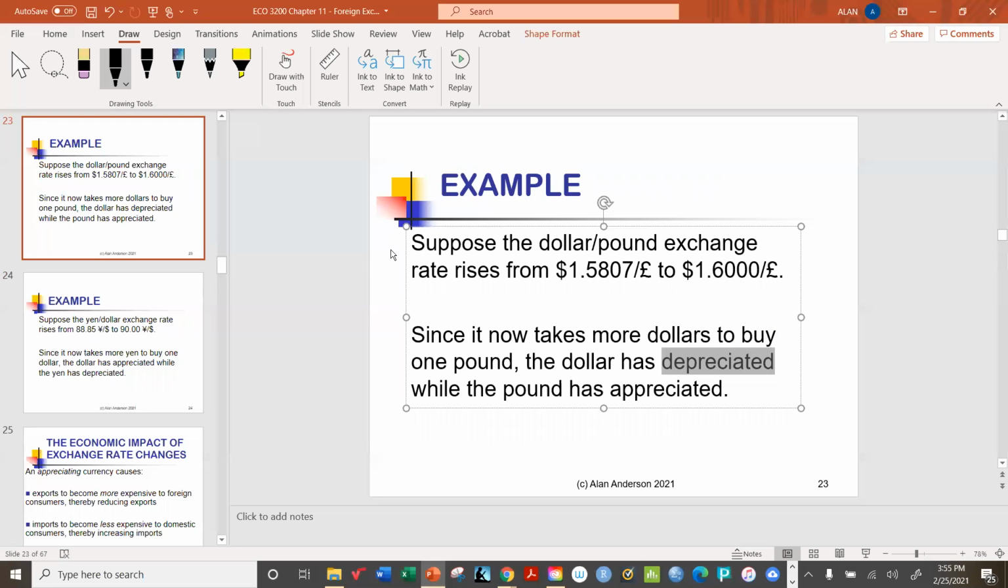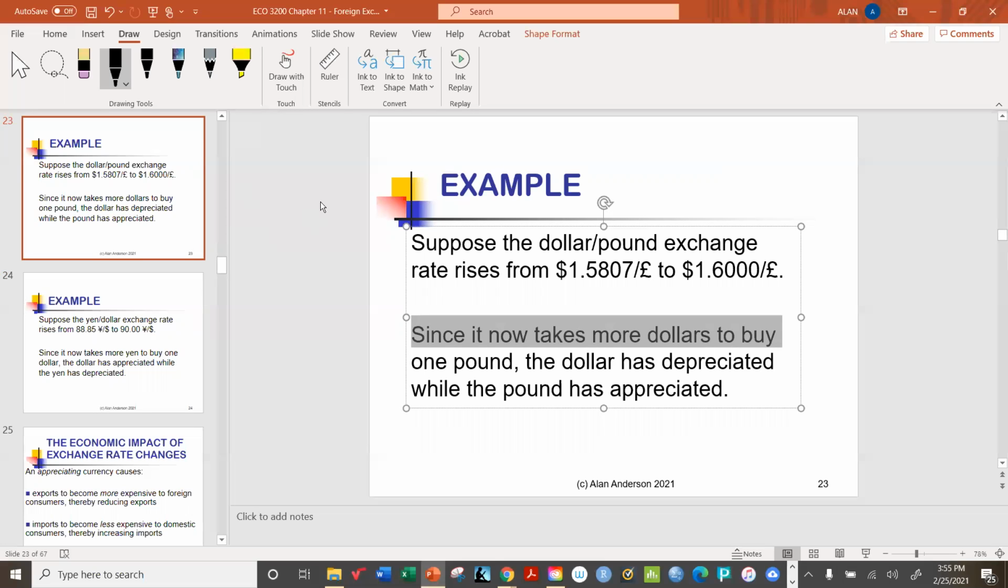At the same time though, if the dollar got weaker against the pound, the pound must have gotten stronger against the dollar. Okay, the pound has appreciated. Now, they can't both depreciate and they can't both appreciate. It must be that one currency strengthens or appreciates, the other one depreciates. And really, the bottom line is how many units of your currency does it take to buy another currency? This is how we determine which currency is getting stronger and which one is getting weaker.